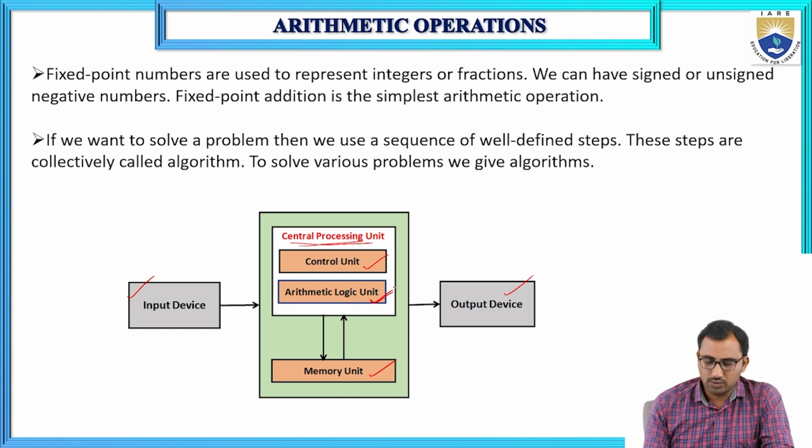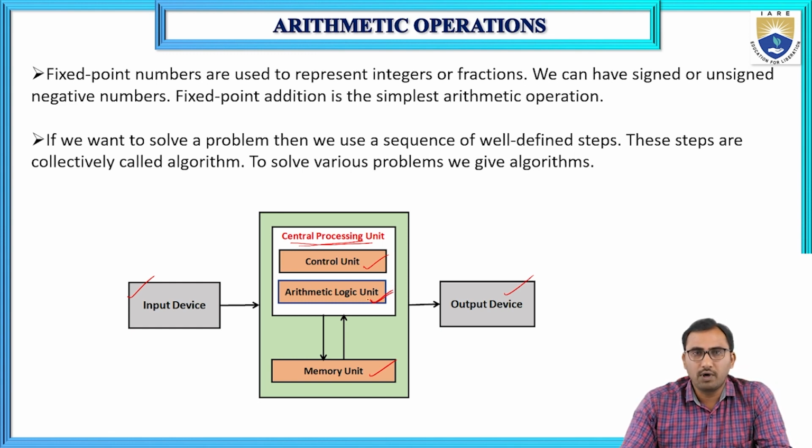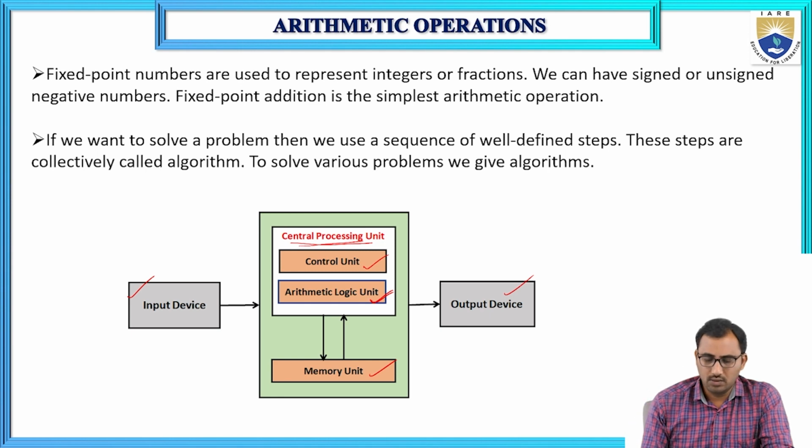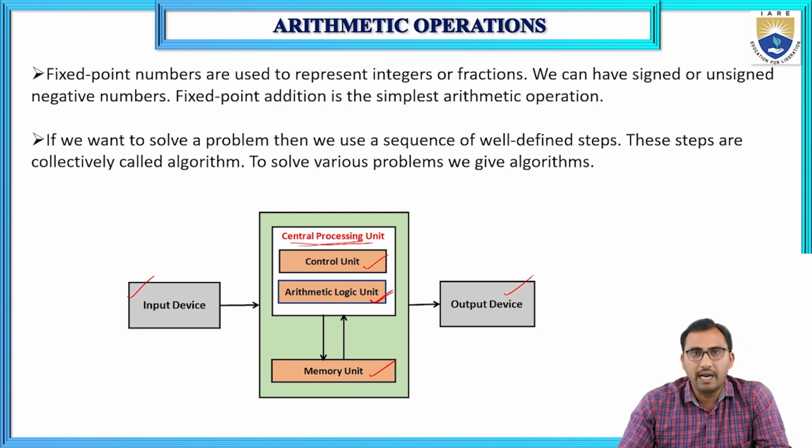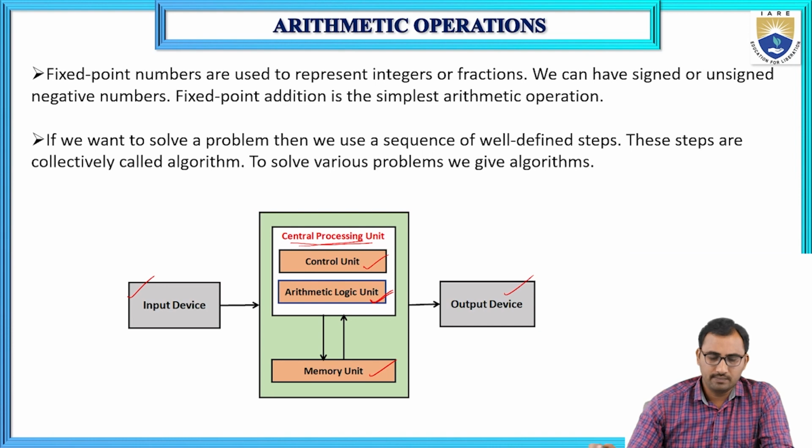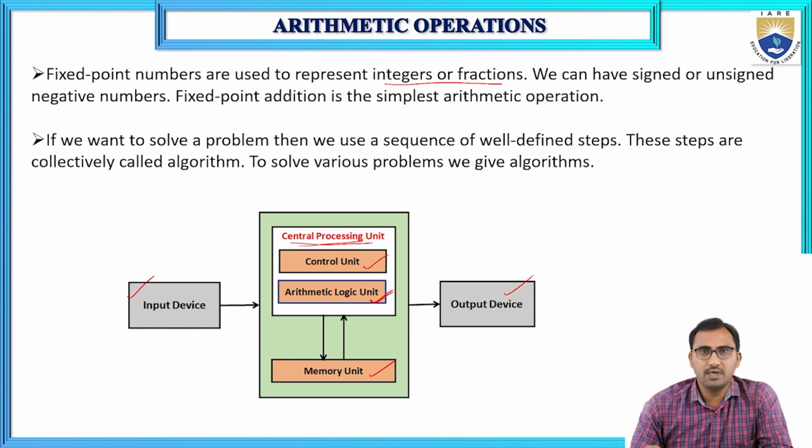This ALU is responsible for performing various arithmetic operations, that are addition, subtraction, multiplication, and coming to the logical operations, AND, OR, XOR. All these operations are performed by the ALU, and those arithmetic operations we perform on the binary data or the decimal data. The fixed point numbers are used to represent the integers or fractions. Always we are using the fixed point numbers in order to represent the integer or floating fractions.